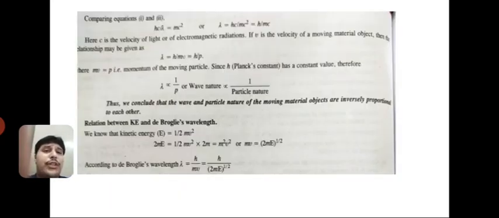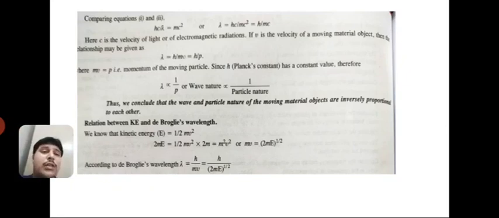And from that equation we can write lambda proportional to 1 by p, or wave nature proportional to 1 upon particle nature. So it shows that the wave nature and particle nature of moving material objects are inversely proportional to each other. And then we have a relation between the kinetic energy and the de Broglie wavelength.